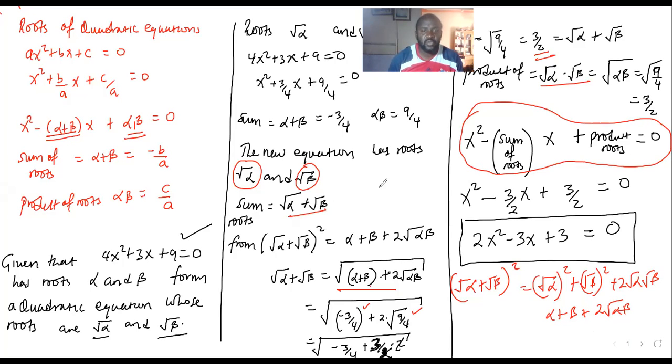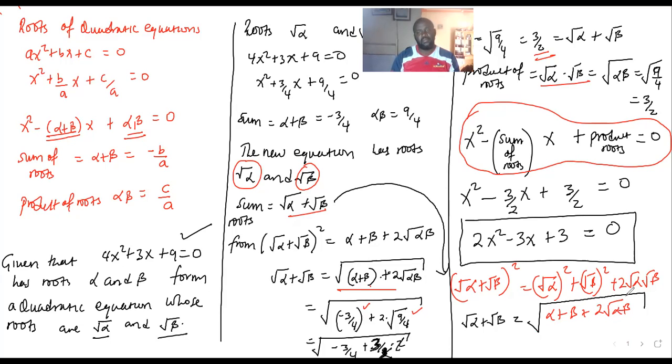At the sum I showed you, I asked myself, where can I get this sum from? So I investigated its square. When I investigate the square, it becomes that. So I finally can make root of alpha plus root of beta the subject by finding the square root. So we are supposed to use the square of the roots.